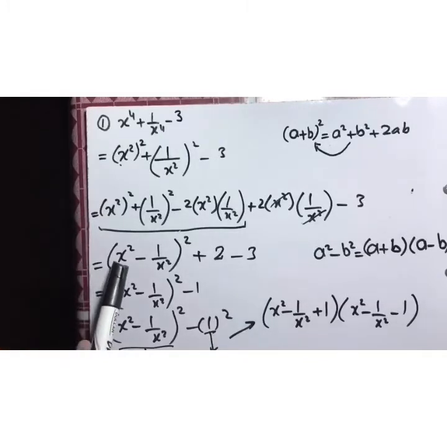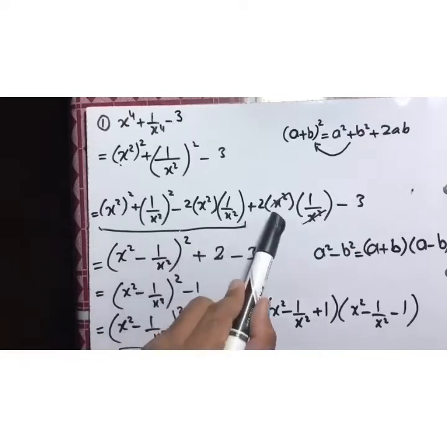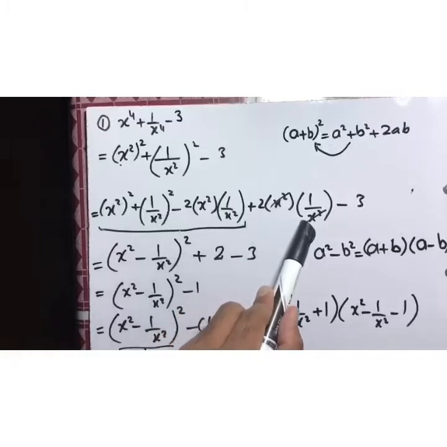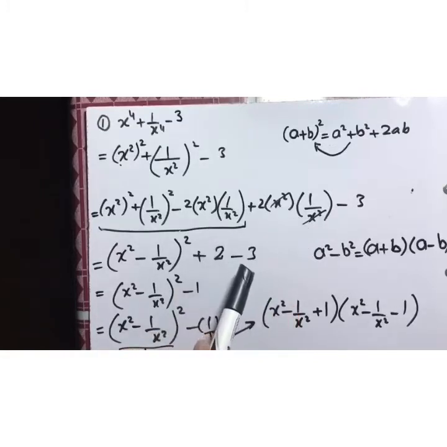So we write a minus b whole square. Here a is x square and b is 1 over x square, plus by cancelling x square and x square we get plus 2 minus 3. By subtracting we get minus 1. Now we can write 1 as a complete square.